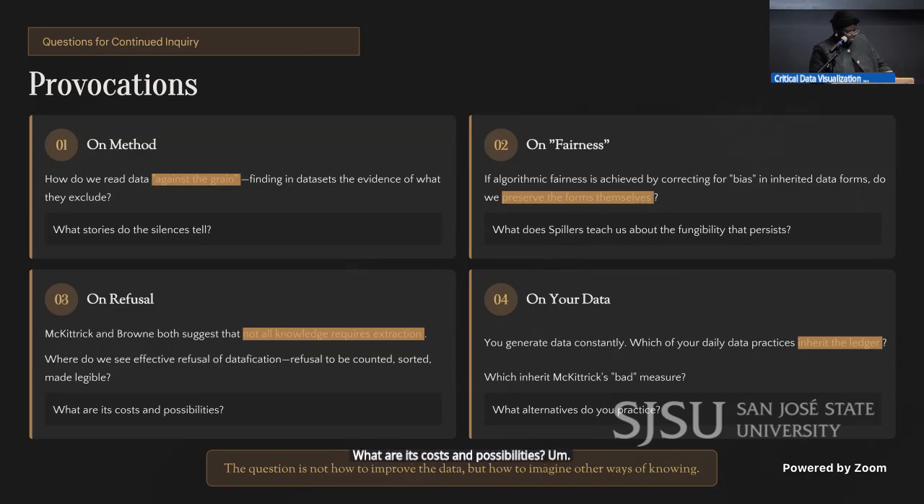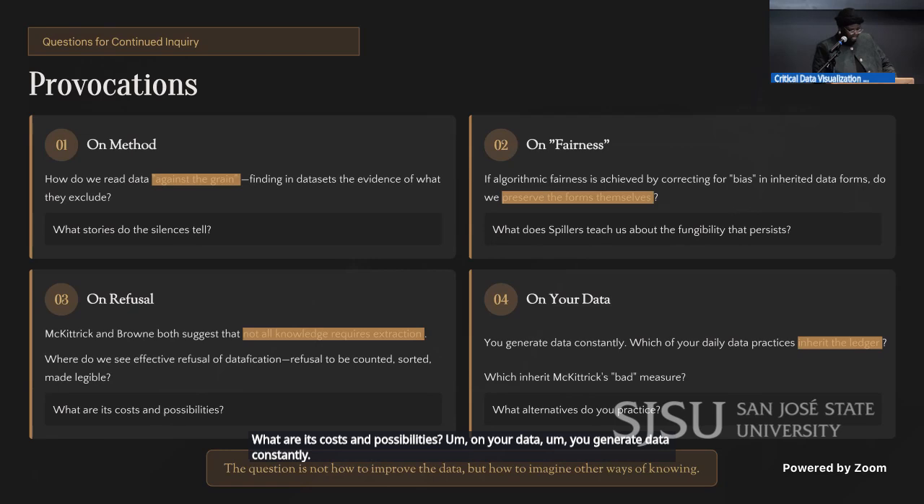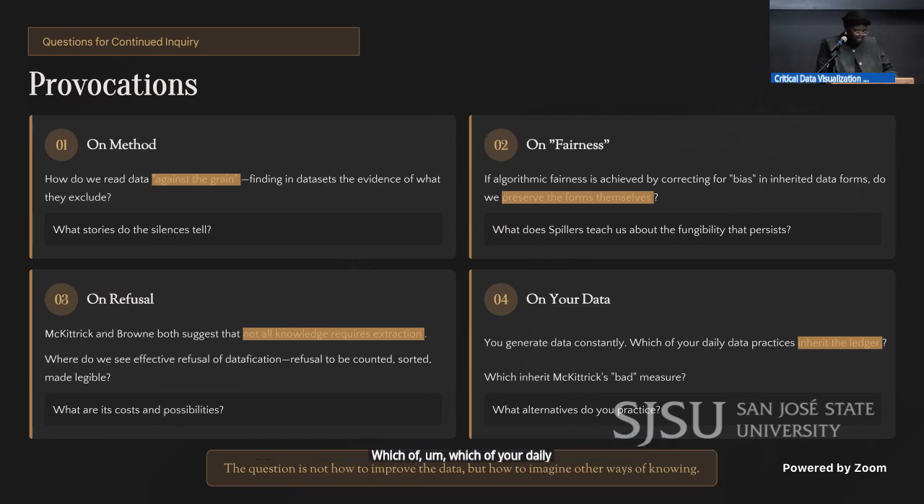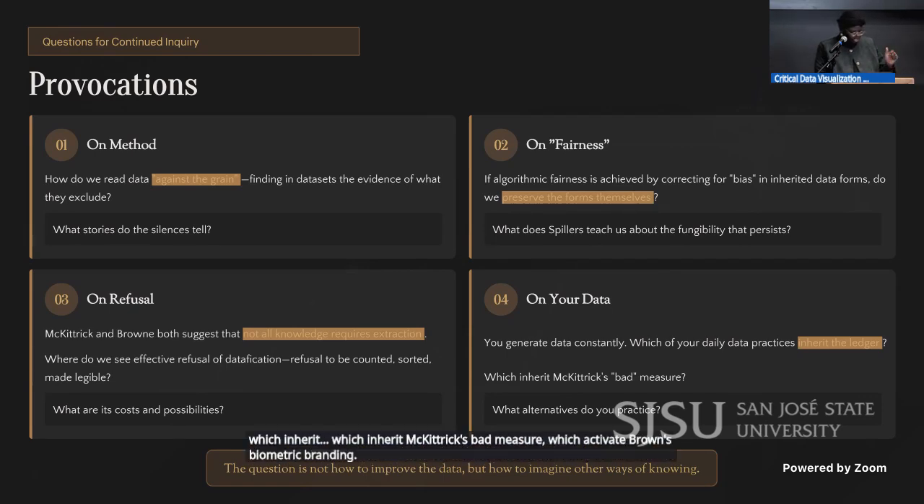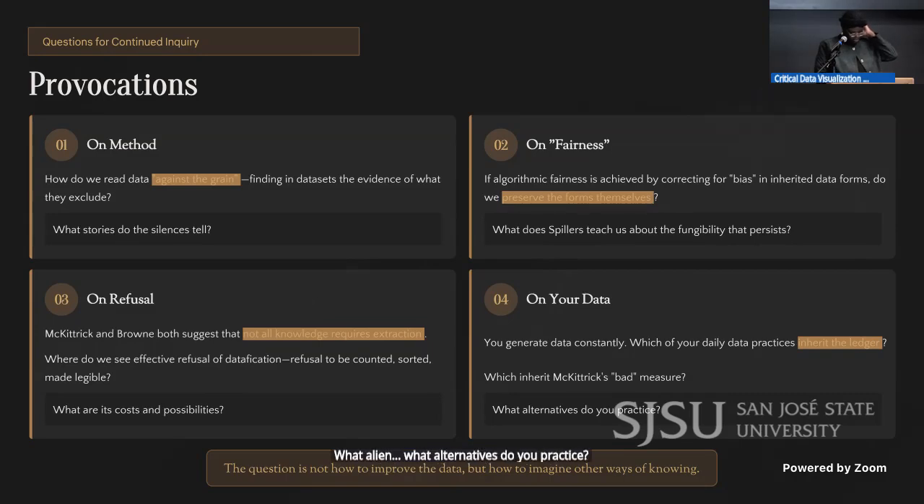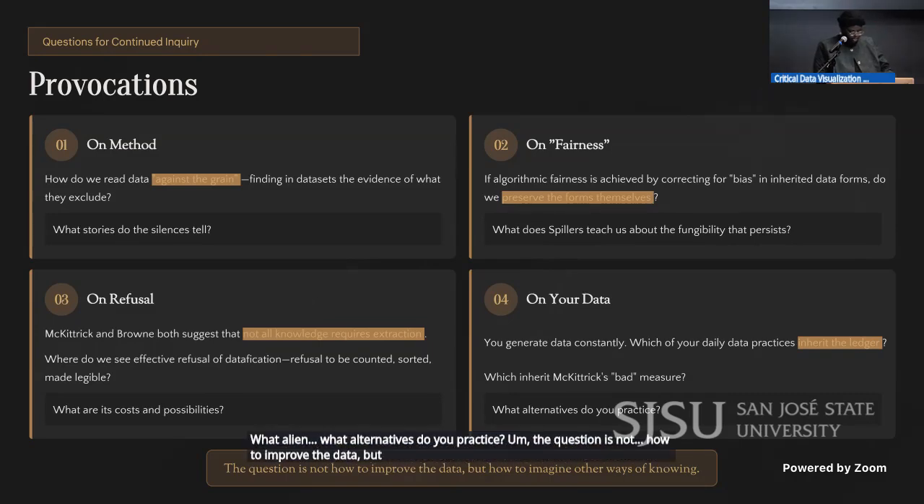On your data, you generate data constantly. Which of your daily practices inherit the ledger? Which inherit McKittrick's bad measure? Which activate Browne's biometric branding? What alternatives do you practice? The question is not how to improve the data, but how to imagine other ways of knowing.